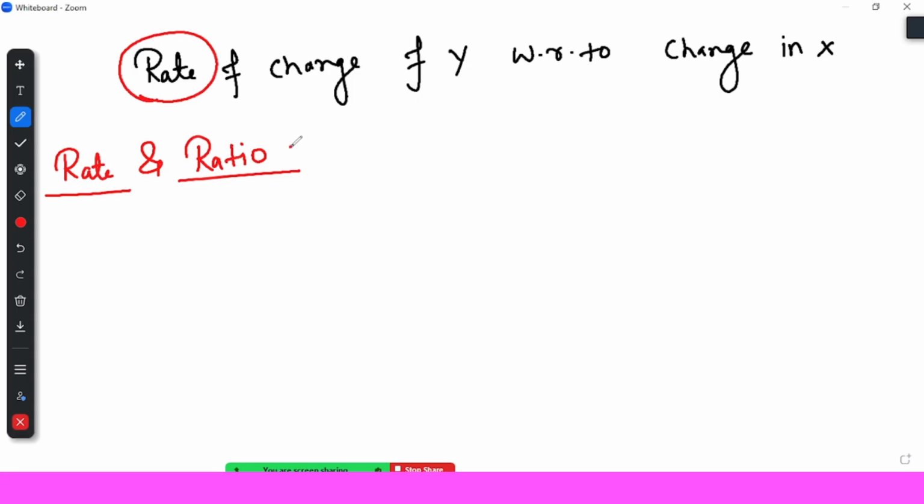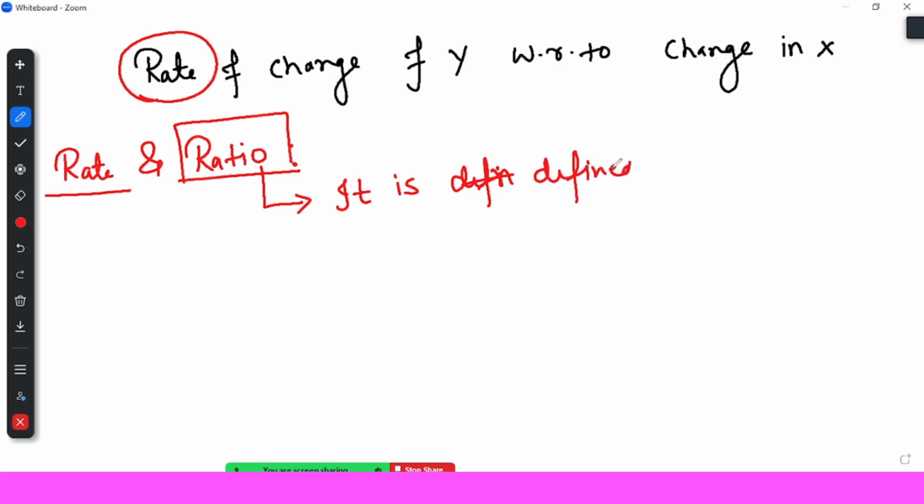Do you know what is the difference between rate and ratio? Rate is like how fast something is. Yes, very good. Ratio is defined for two quantities of the same nature.